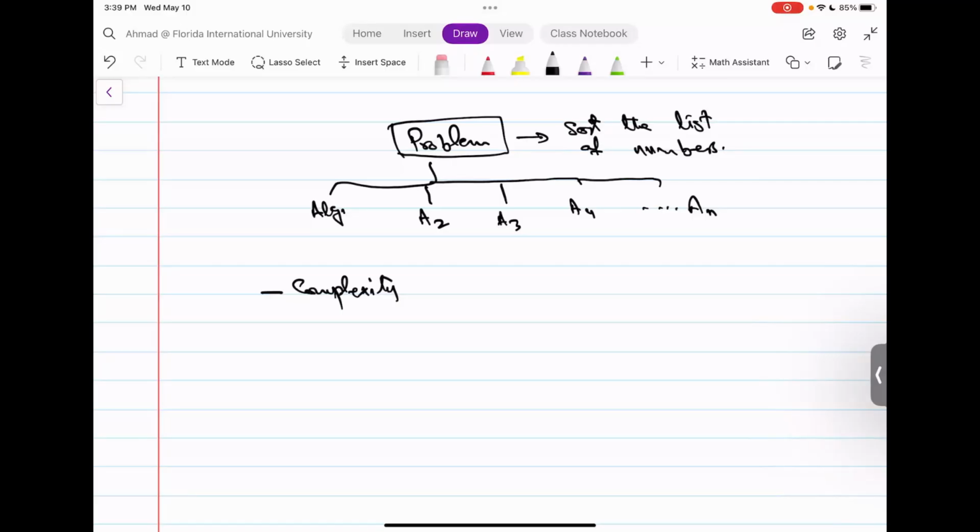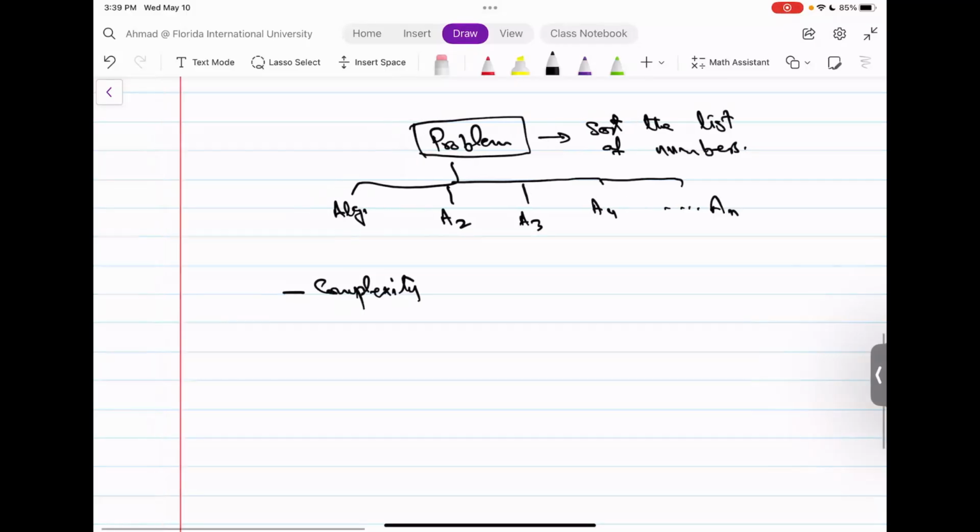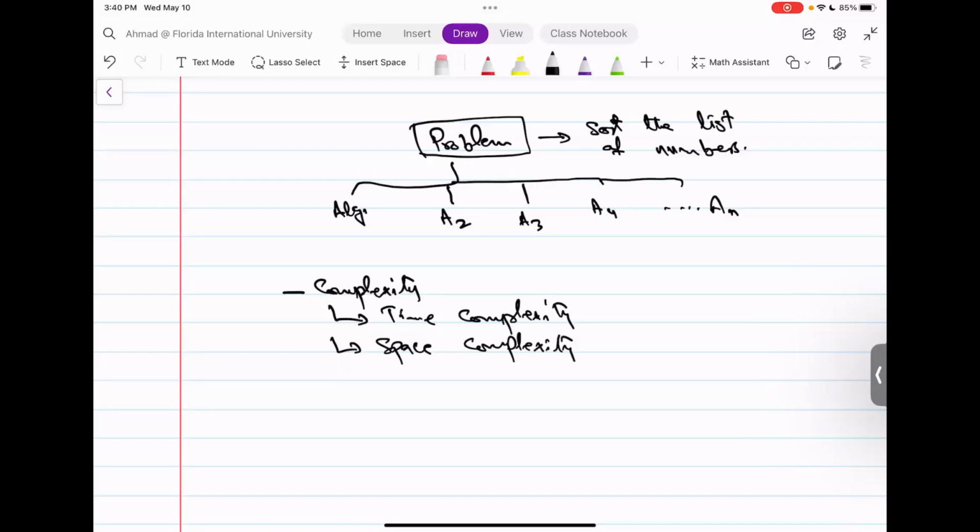When I say complexity, complexity means two things. One is called the time complexity, right? Time complexity. Another one is called space complexity. So selection of an algorithm for a given problem depends mainly on these two factors. There are many other factors, but mainly these two.